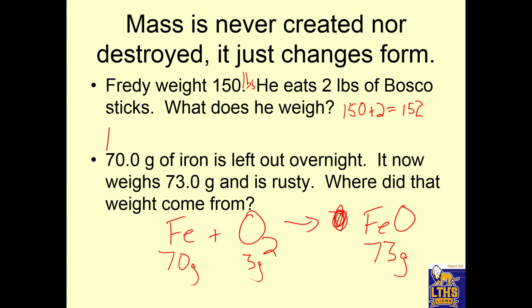So we need to know that air, or gases, have mass.